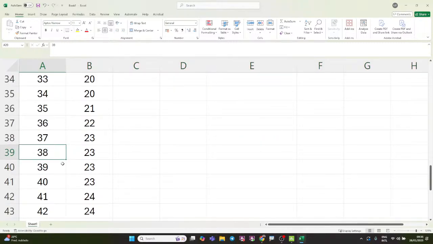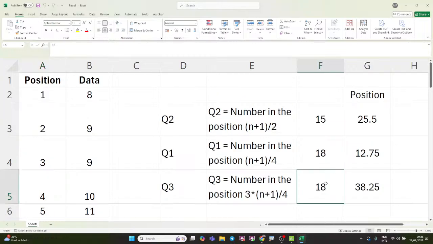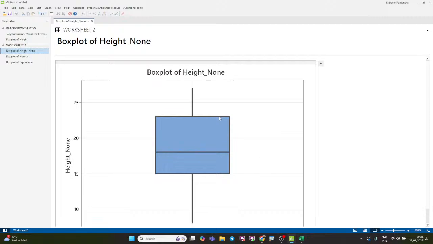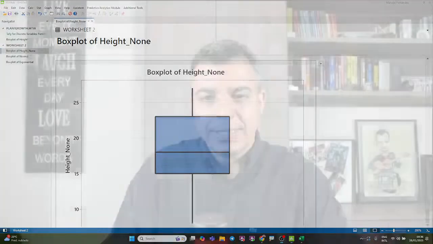38 and 39, we have the same numbers, 23. So easy. 23. That's why when we come here, we see the number 23. Marcelo, why is it so important to have this interquartile range?